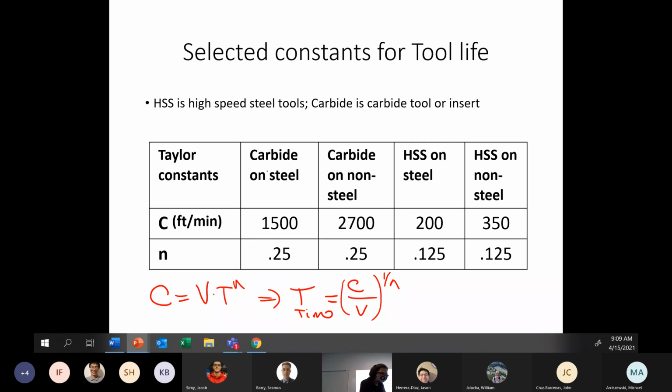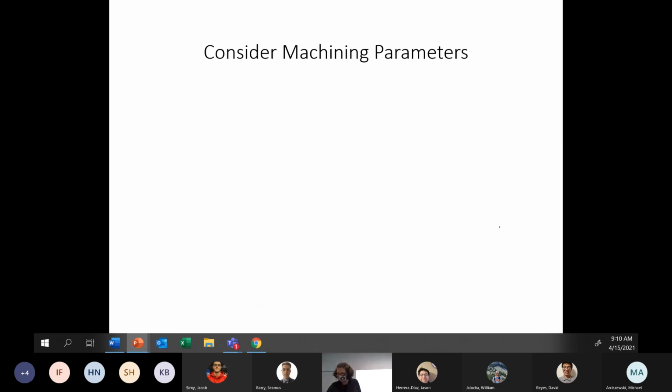So if I have a carbide tool on steel, notice that just by looking at the equation, machining steel is going to wear our tools faster than machining non-steel, so aluminum and non-ferrous. We also can see that if we have high-speed steel tooling, my tool life is likely to be much lower. Okay, so I put this in, consider machining parameters.